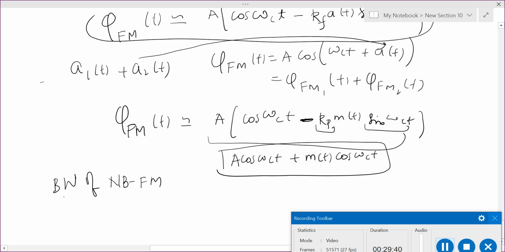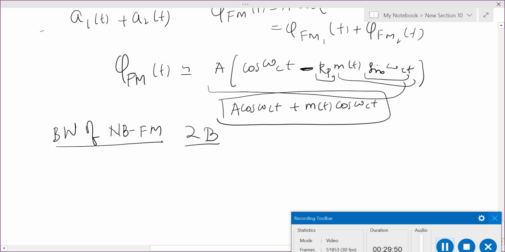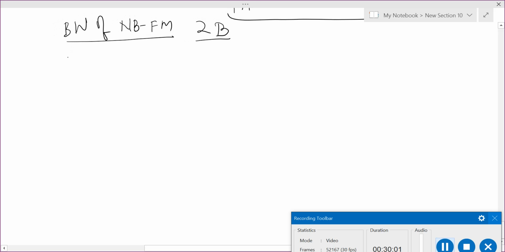And you see, what is the bandwidth of narrowband FM? It is the same as the bandwidth of a DSBSC signal, right? You know that if m of t has bandwidth B, then m of t sine omega ct, or m of t times cos omega ct, has bandwidth 2B. That is the basic fact. So hence narrowband FM has bandwidth 2B. Now we will see the narrowband FM modulator.